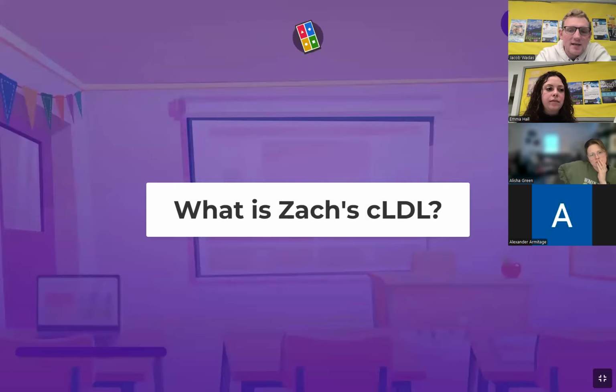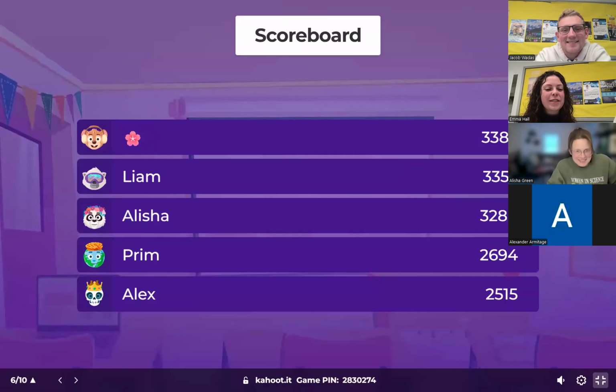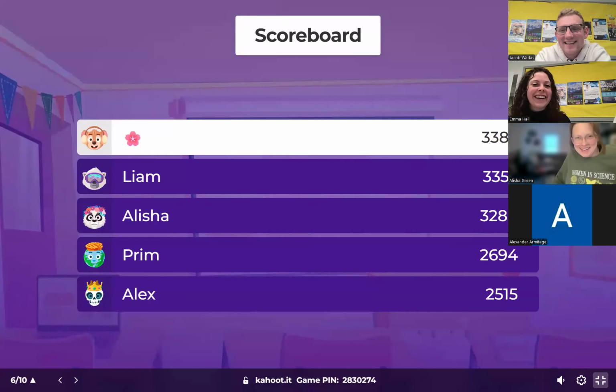What is Zach's LDL? This is a calculation question. This was probably done in class. She probably gave us information, so we can skip this one. Sorry. Just assume what you think is right.